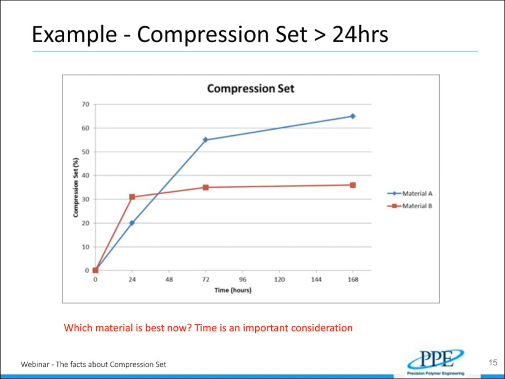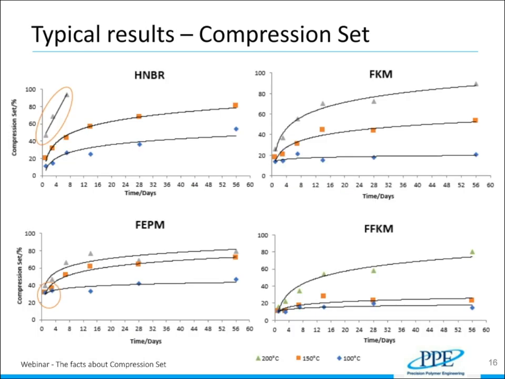To that end, let's look at some typical results. So here we have results from 4 families of elastomers: HNBRs, FKMs, FEPMs. These are often referred to by their trade name of Aflas, and an FFKM there. So, the first more general point to consider here is that you can see that in most cases we have a rapid increase in compression set initially, but all these curves begin to plateau. This is true across the board here.